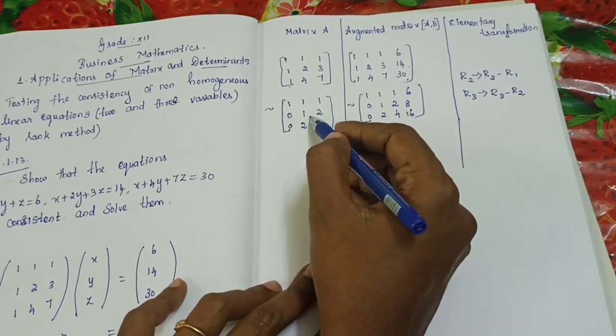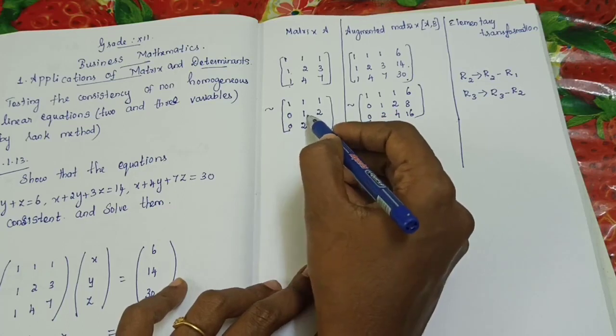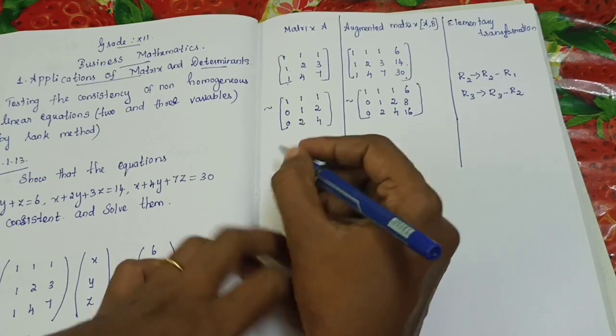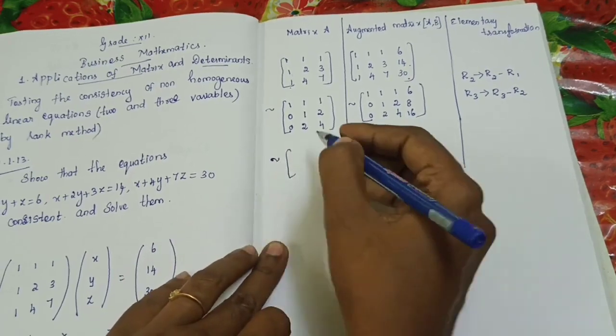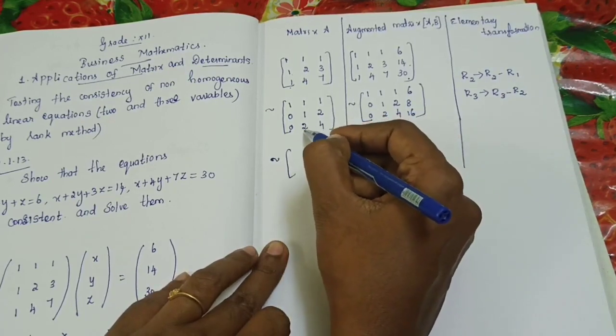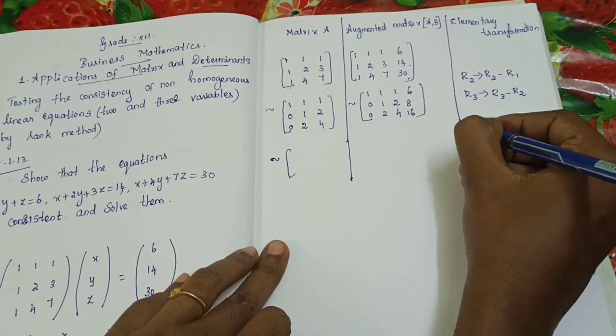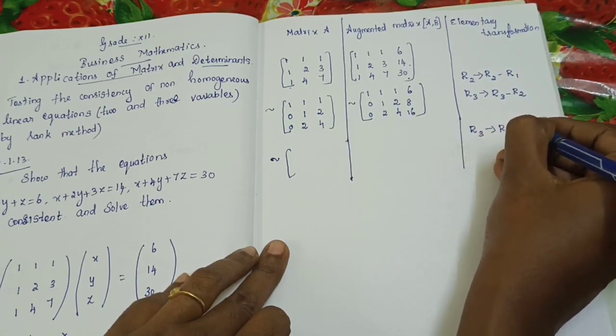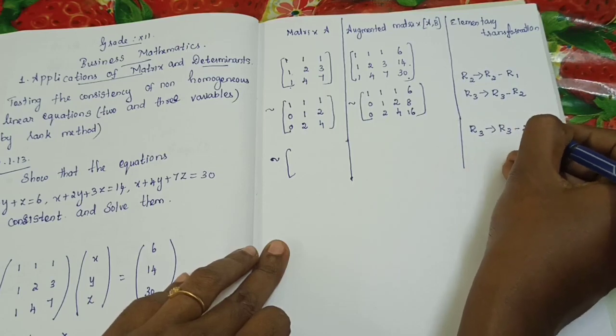Then next, what you need to do is, here these two entries are 0, yes. Then we come to the next non-zero element in the second row. The next non-zero element is 1. So the element below you need to make 0. So this particular 2 will change to 0. How? R3 implies R3 minus 2R2.